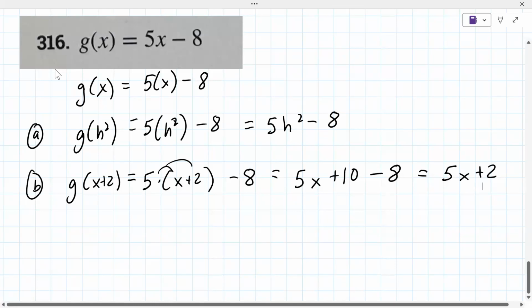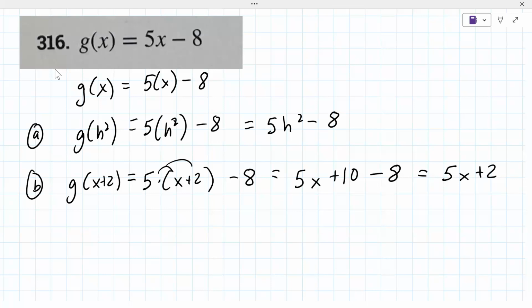Take a look at part B before we go to C. Yeah, that makes sense. We're just distributing, so that's the only real change. Oh wait, does the g distribute to the x plus 2 as well? No, it's just the 5. Here's the 5, yeah. Okay, sweet.